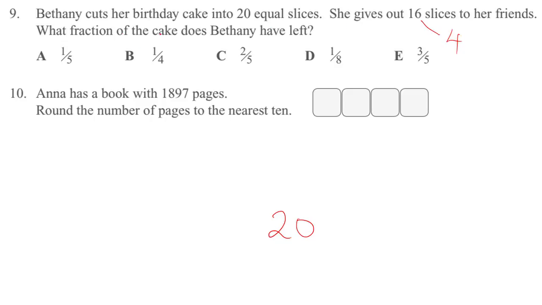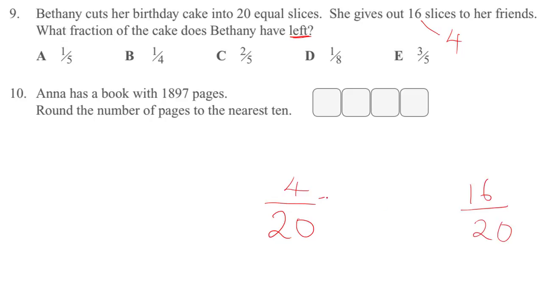Now, what fraction of the cake does Bethany have left? I'm interested in the leftover. The leftovers are 4. So you're going to need to write 4 out of everything. Everything was 20 to start with. Okay? So 4 out of 20 is what is left. It means that 16 out of 20 is what has been taken away.